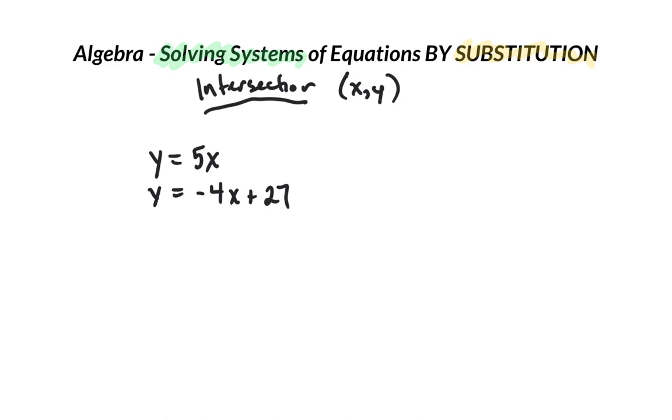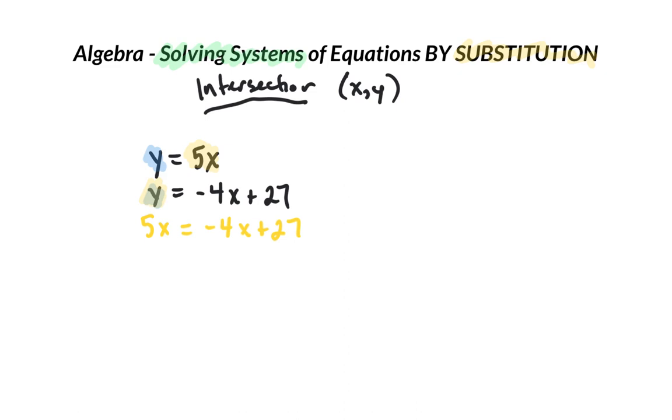Now, I look at this and I think both of these equations are y equals. And since we're trying to figure out where these things are the same, if both equations are y equals, why not just set them equal to each other? The reason this is a substitution method is we're going to take this 5x and substitute it in for this y. So we're going to say 5x is equal to negative 4x plus 27. And then we're just going to solve.